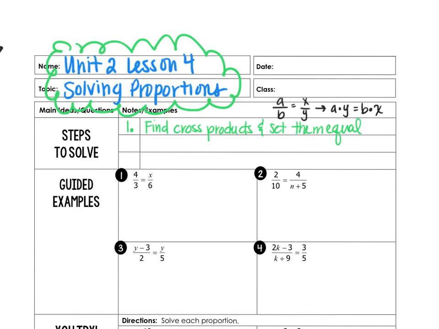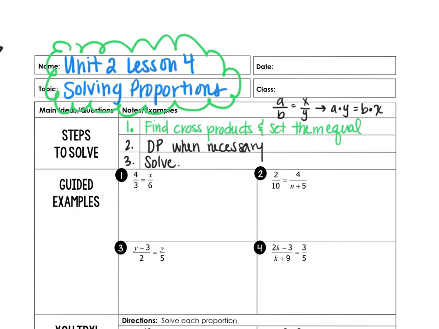Because in a proportion, the cross products are always equal. So step 1 is to find those cross products and set them equal. Step 2, distributive property when necessary. And then step 3, solve. So distributive property when necessary, and then solve.